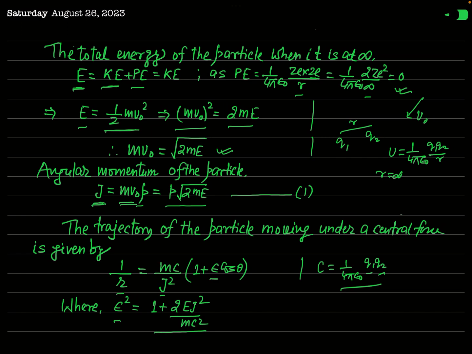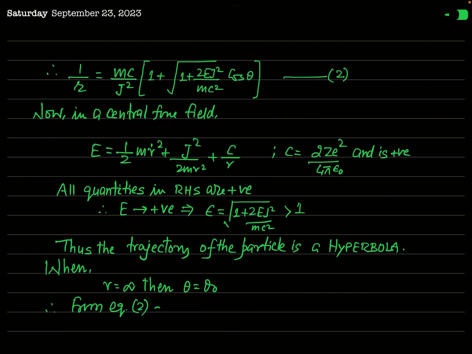Now, let us put this value of epsilon in this expression, and you can see that after substituting the value of eccentricity epsilon, 1 over r will be equal to mc by j square times 1 plus a square root of 1 plus 2 Ej square by mc square times cos theta.